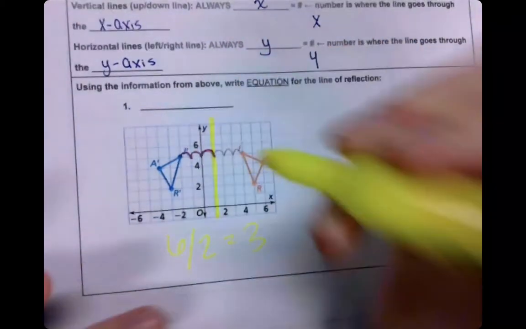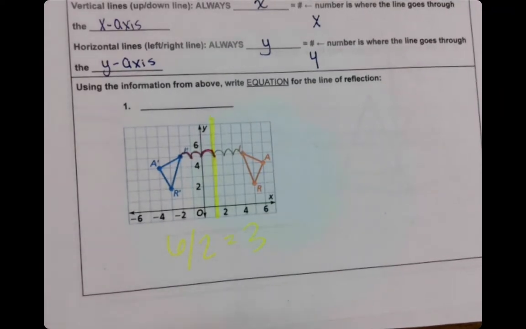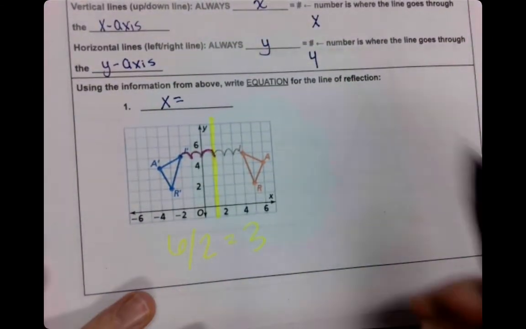So now, remember, we have to find out what the equation of said line is. So first, is it a vertical line or a horizontal line? It is vertical. So I can start with x equals, right? Don't make it too hard on yourself. Just start with x equals.